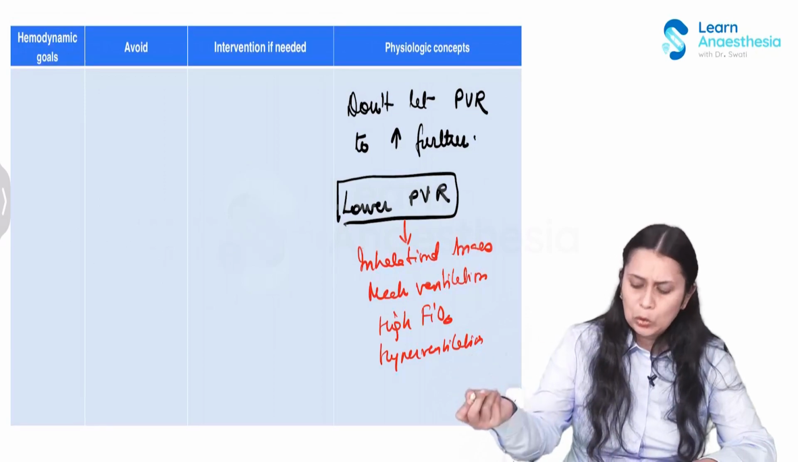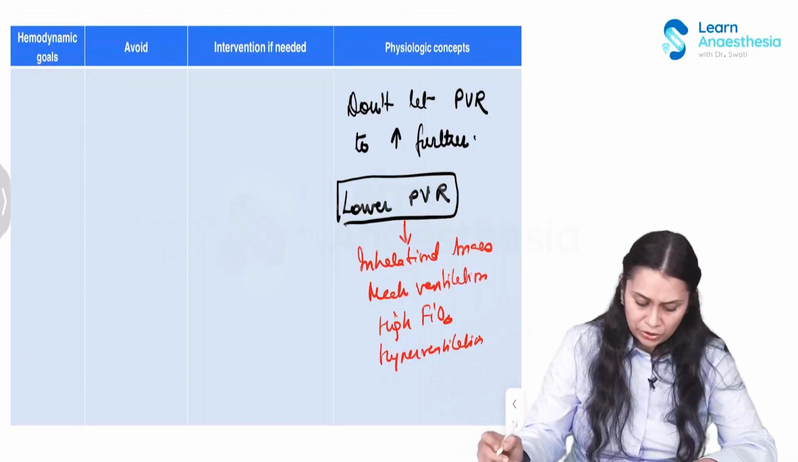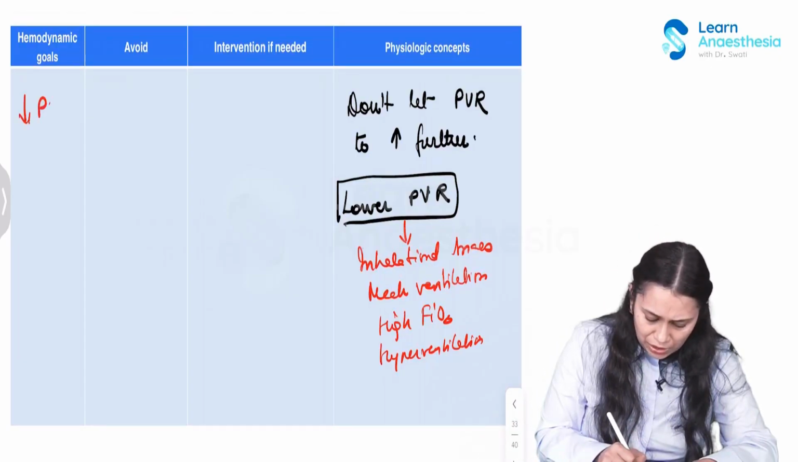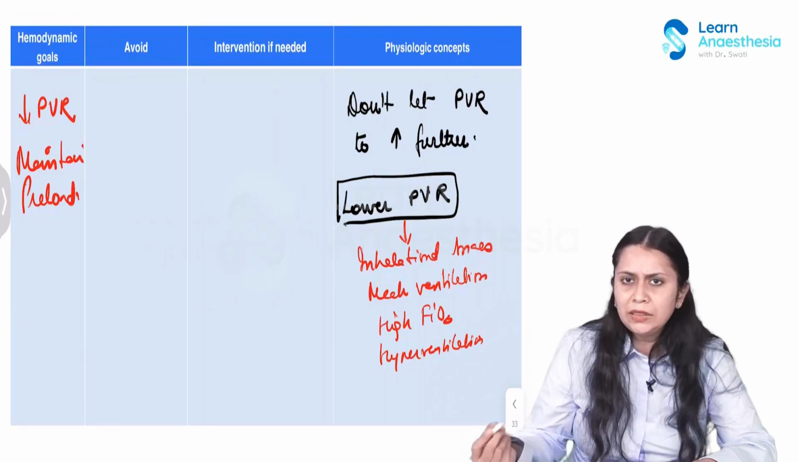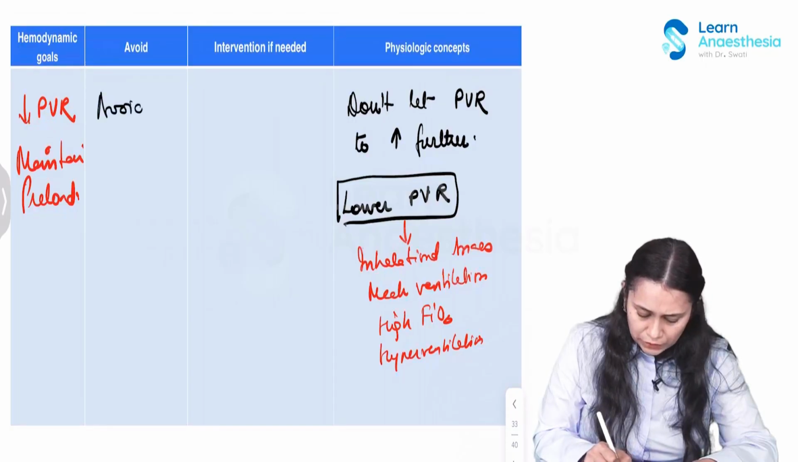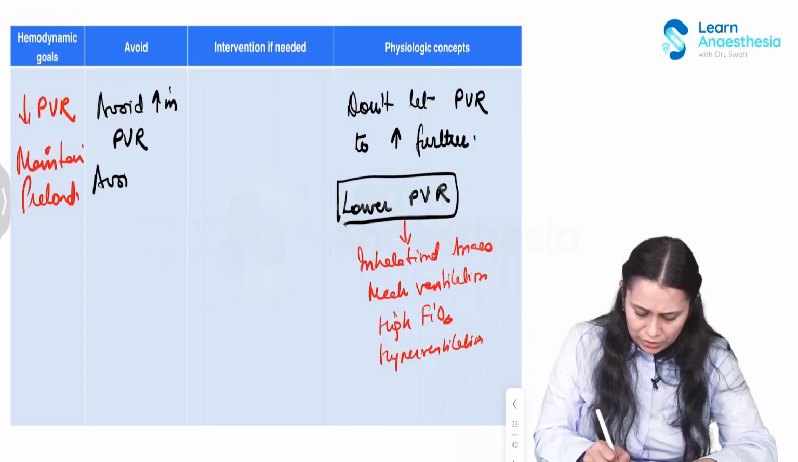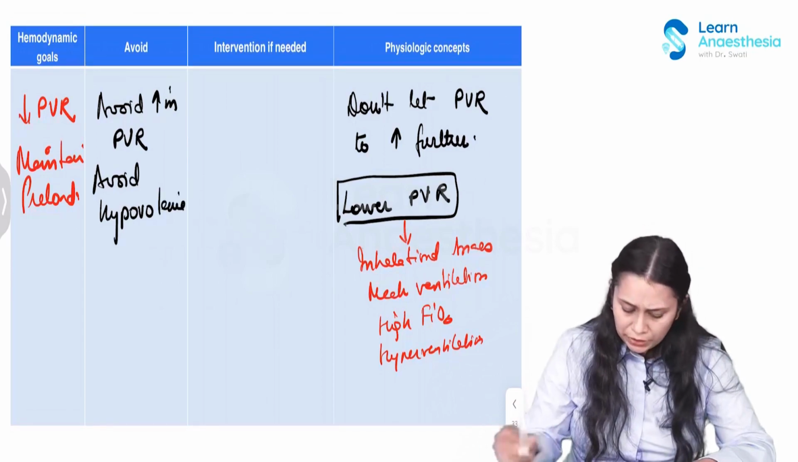So what is our goal in pulmonary hypertension? We have to decrease PVR and maintain the preload. What we have to avoid is any increase in pulmonary vascular resistance, and we have to avoid hypovolemia.